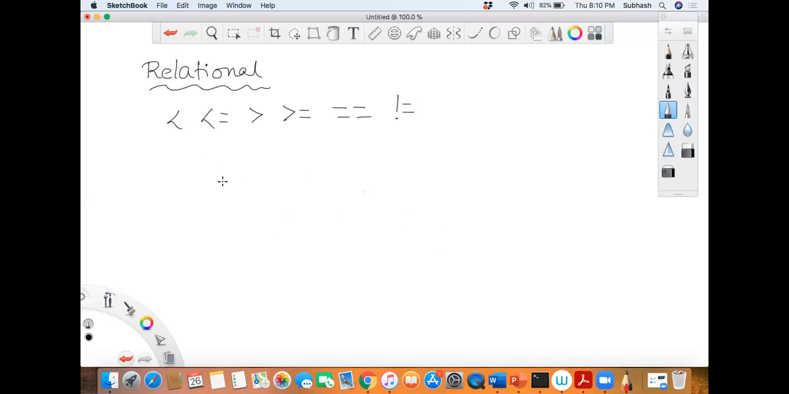This is called the less than operator. So when I say A is equal to 6, B is equal to 7, and then I say C is equal to A greater than B, can you tell me how do you read this? Now I'm working on the greater than operator. Tell me, how do I actually read this?